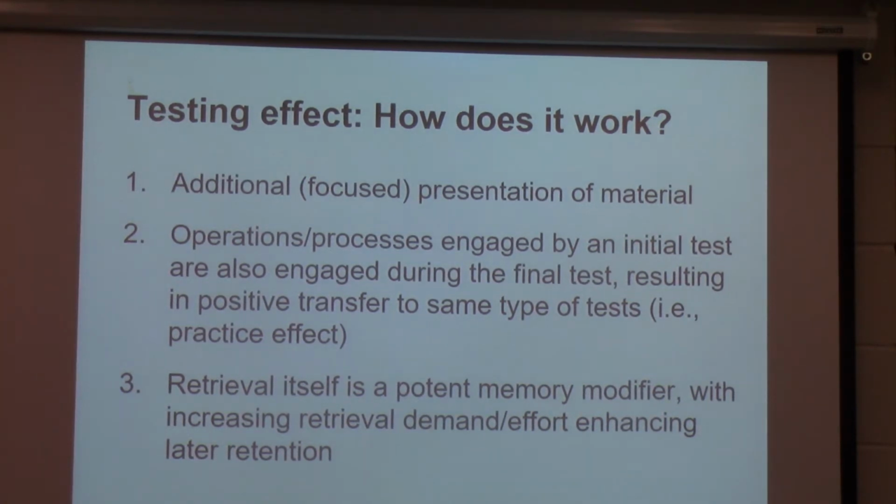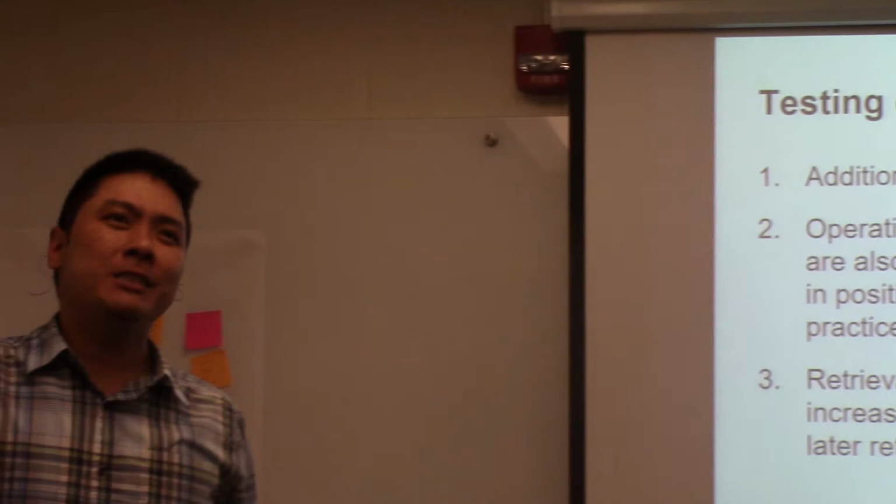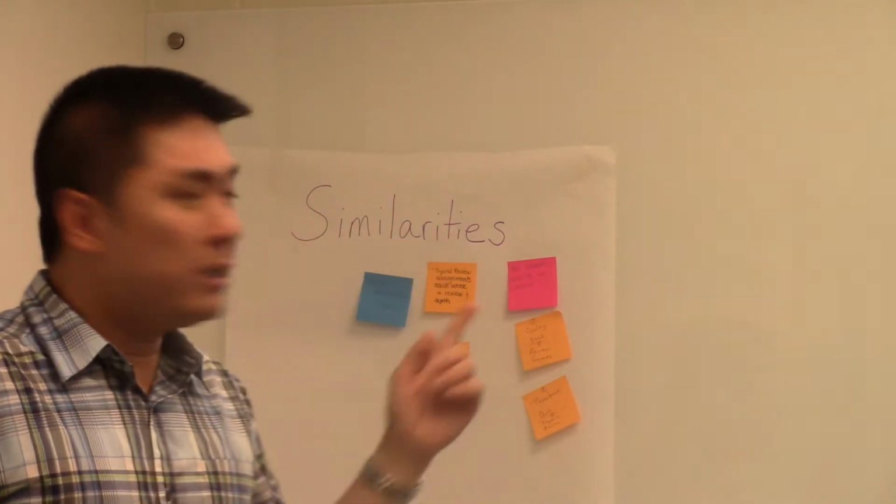The second one says, well, when you test a student, in order to answer those test questions, they have to engage in certain mental operations, certain mental processes. And those happen to also be the same kinds of mental operations and processes that the student needs to engage in later on when they're called upon to use that same information again. So you practice certain mental operations at time point 1, and then you have to call upon those same mental operations at time point 2. Not surprisingly, you get some kind of benefit. It's just like practicing a skill. So that's also another plausible explanation.